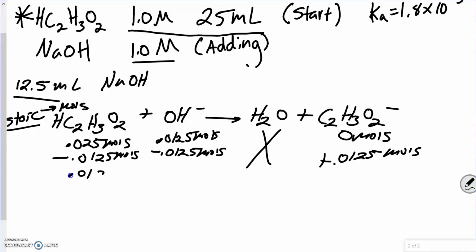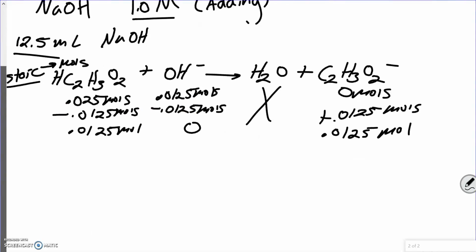That gives us 0.0125 moles of the acid left over. The base has all been used up, and we have 0.0125 moles of sodium acetate, or acetate ions, floating around. So we still have the acid in the solution, and we have the conjugate base. What that means, if we're going to calculate pH, because remember what we're trying to do here is calculate pH at different points in time in the titration, is that we need an equation that's going to give us either hydrogen or hydroxide.